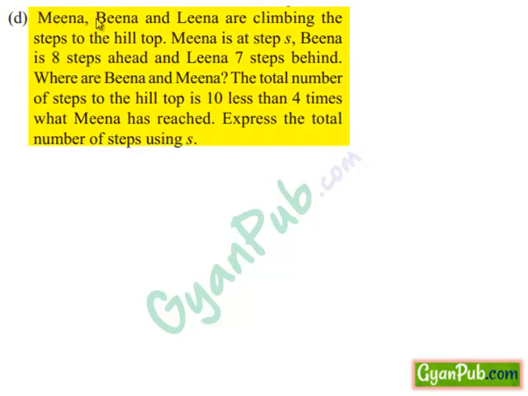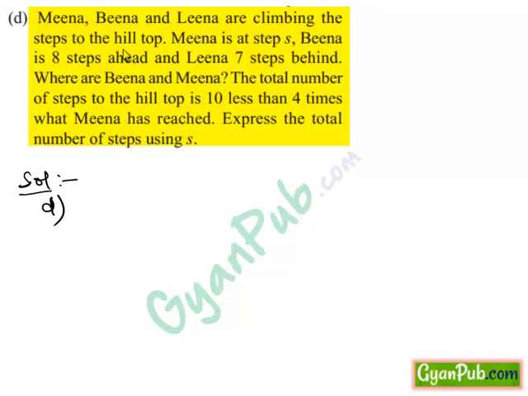Now moving on to the D bit. Meena, Beena and Leena are climbing the steps to the hilltop. Meena is at step S, Beena is 8 steps ahead and Leena 7 steps behind. Where are Beena and Leena? The total number of steps to the hilltop is 10 less than 4 times what Meena has reached. Express the total number of steps using S. Now moving on to the solution for the D bit.